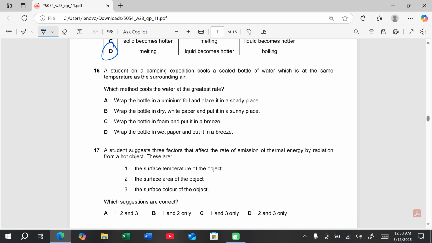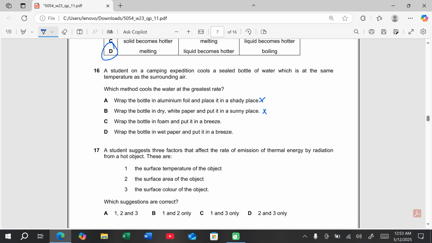A student on a camping expedition cools a sealed bottle of water which is at the same temperature as the surroundings. Which method cools the water at the greatest rate? Wrap the bottle in aluminum foil and place it in a shady place. That is going to reflect everything inside, so that's wrong. Wrap the bottle in dry white paper and put it in a sunny place. That's wrong as well, because you need to cool it.